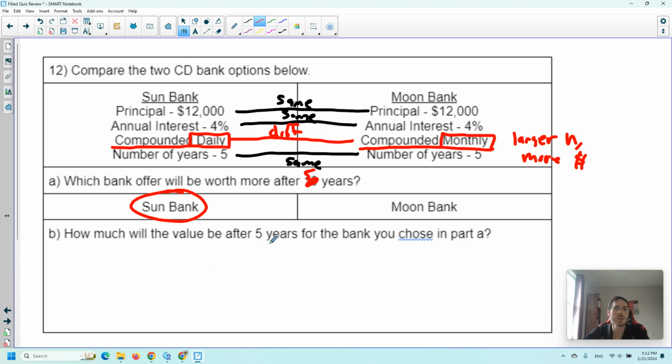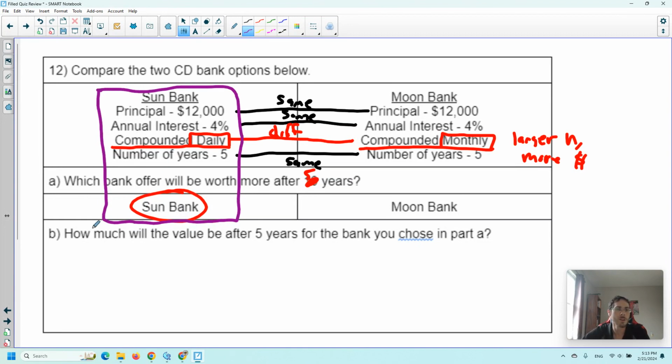All right, so then it says, how much will the value be after 5 years for the bank you chose in Part A? So what we have to do is, this is going to be tricky because we have to set up now the situation for Part A. So I'm only looking at Sun Bank because that's the one that I picked. So I don't have to use any of the numbers for Moon Bank. Don't use any of that.